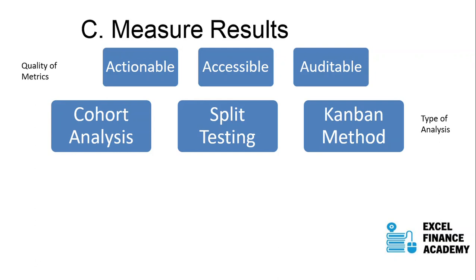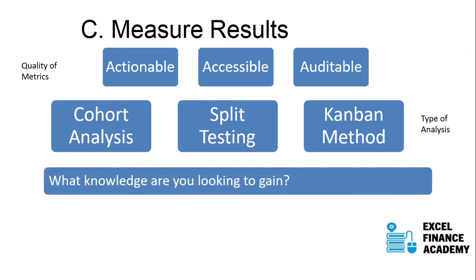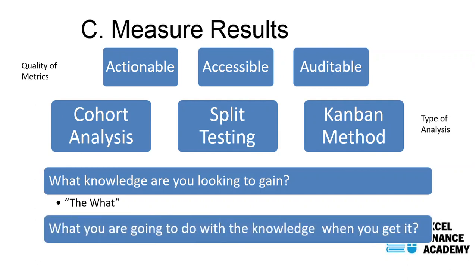So all the measurement and the metrics depend on what kind of knowledge we are looking for, what will happen if we get this knowledge, and what we are going to do with this knowledge. That is the objective of measuring the results, and that is the objective of what we are doing with the results.